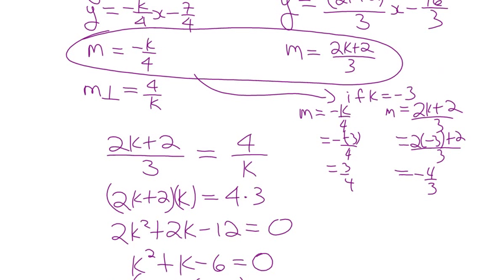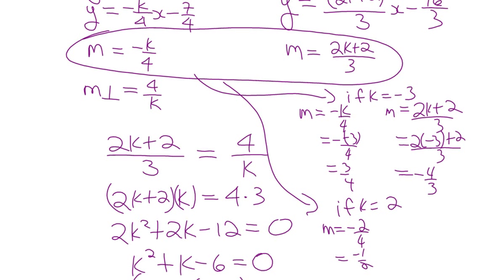2. So if k equals 2, negative 2 over 4, which is negative 1/2. So what is this one going to work out to, if it's true? Positive 2, right? So 2 times 2 plus 2 over 3 is 2, and yes.